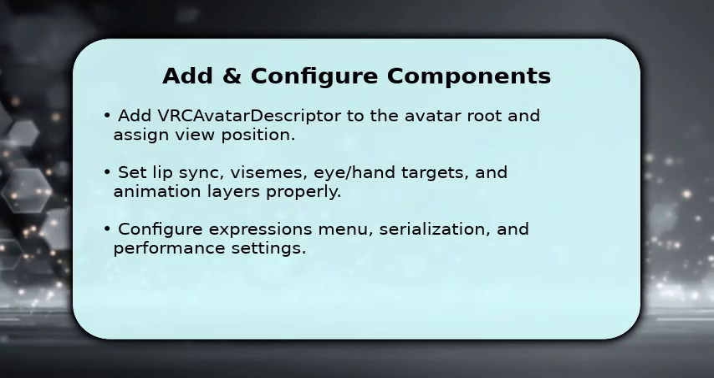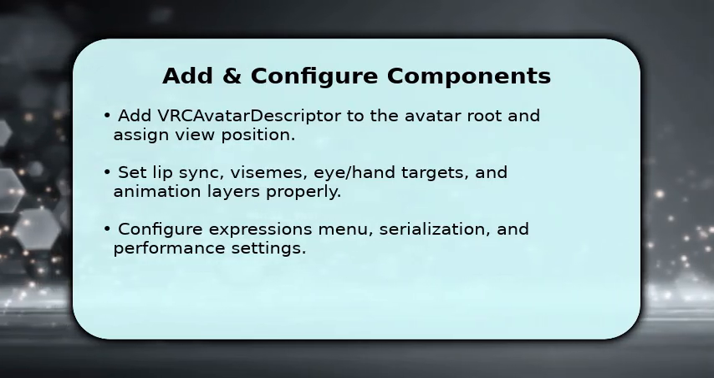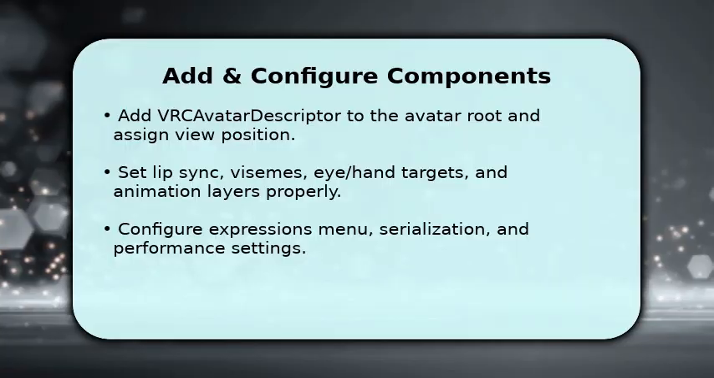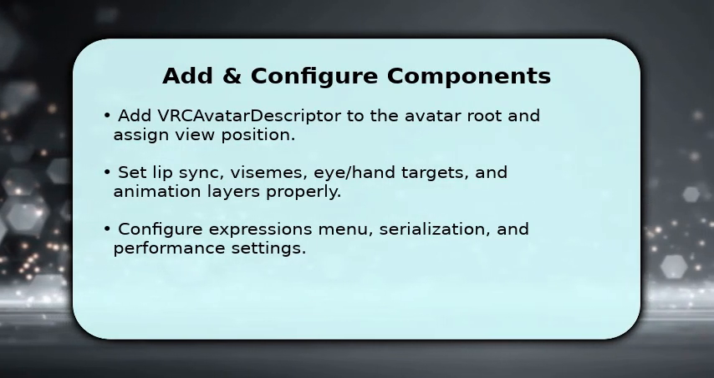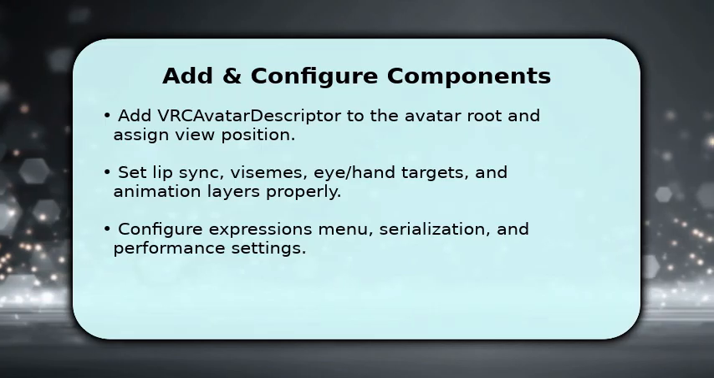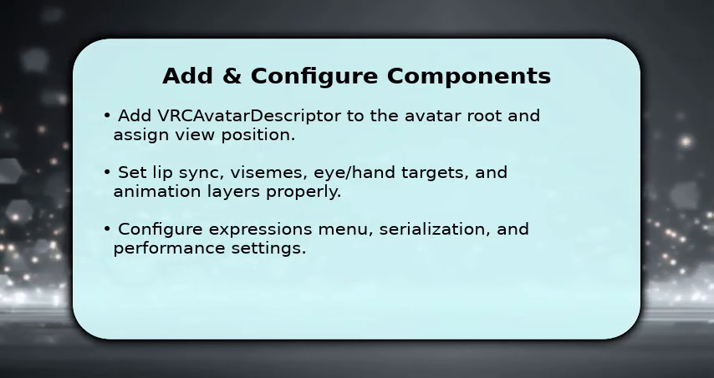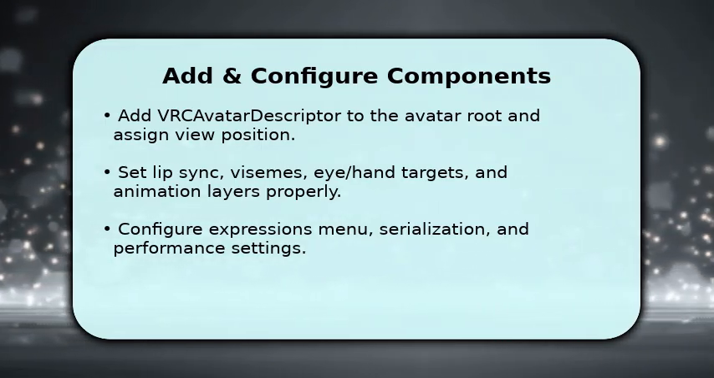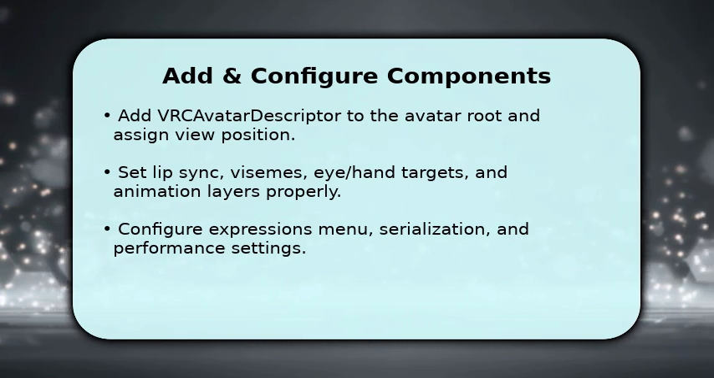Configure eye and hand tracking targets and establish animation layers with correct masks. Once done, set the expression parameters and menus. These drive emotes and interactions, so make sensible defaults and enable serialization for persistent states.